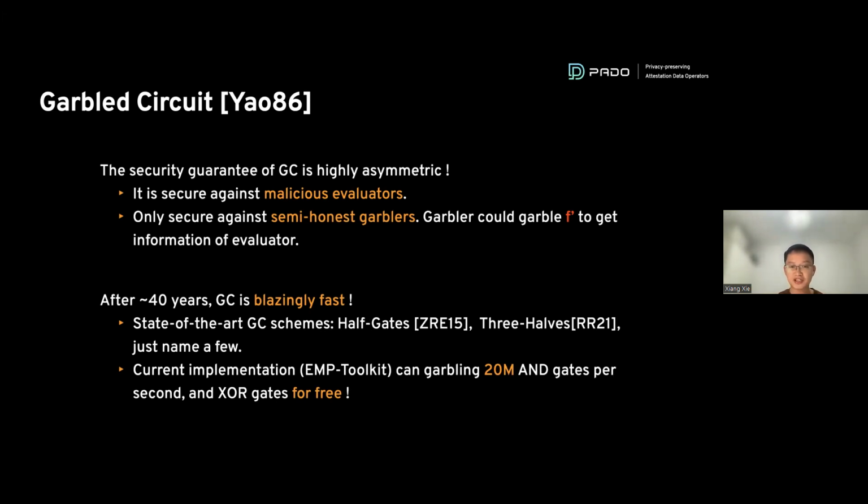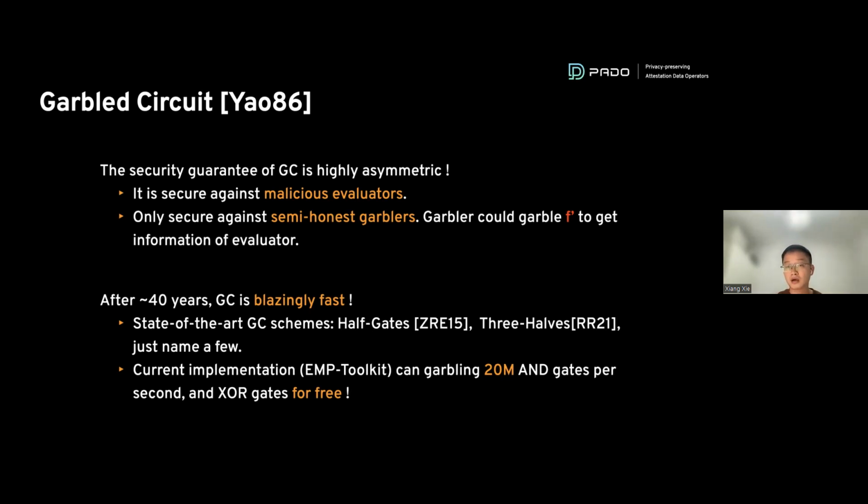And the current implementation of GC, like EMP toolkit, can now garble like 20 million AND gates per second, and XOR gates for free. So in our C++ version, we are using EMP toolkit to implement the garbler circuit, and it's quite efficient because we can use AES instructions to make it extremely fast. In the garbler circuit, the bottleneck of GC is not the computation size, it's the communication size.